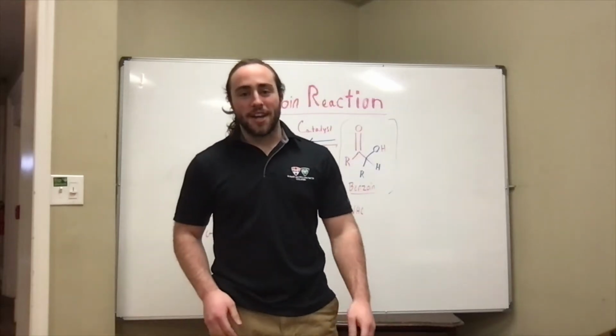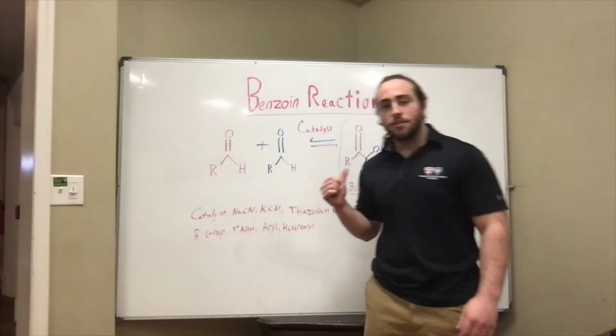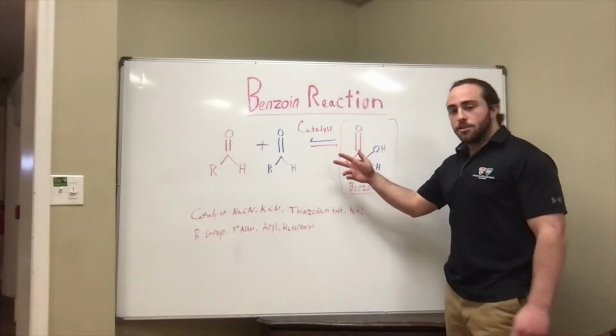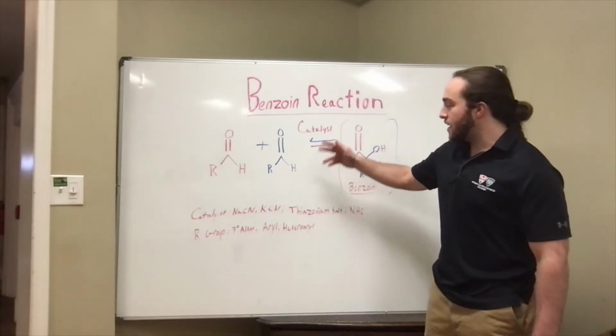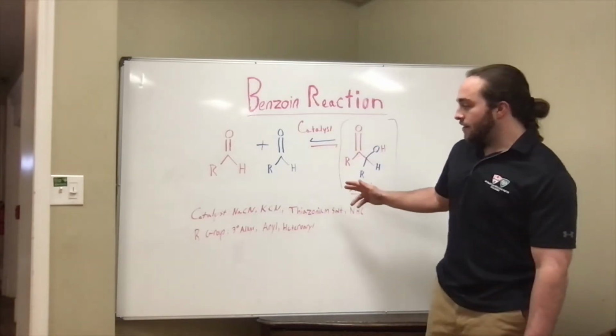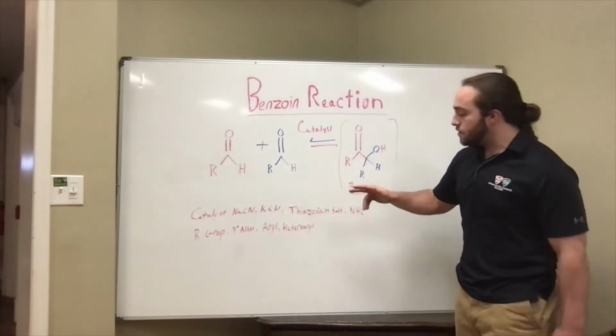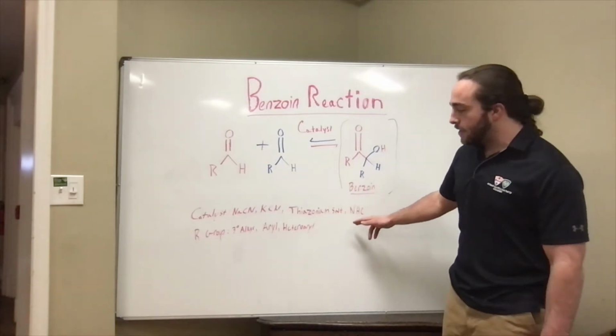Hello, my name is Jack Canniff, and for my Orgo 3 presentation, I'm doing the benzoin and Stetter reaction. Here is the benzoin reaction, where you have two aromatic aldehydes reacting with a catalyst to create a benzoin molecule. In this case, the catalyst I'm going to be using is either NaCN or KCN, but it can also be done using thiazolium salt and NHC.